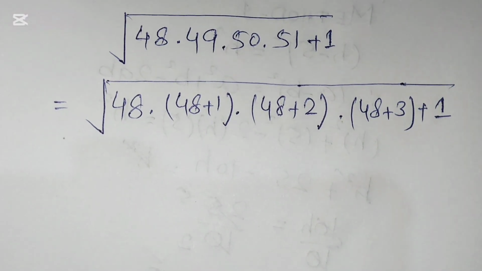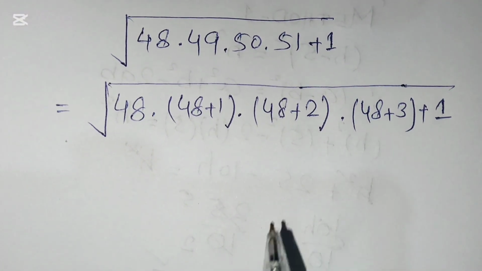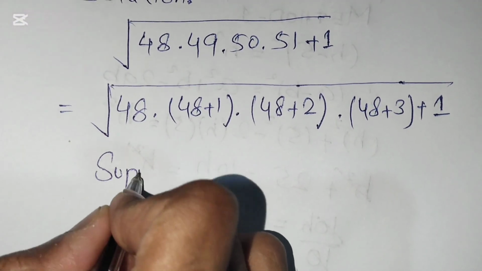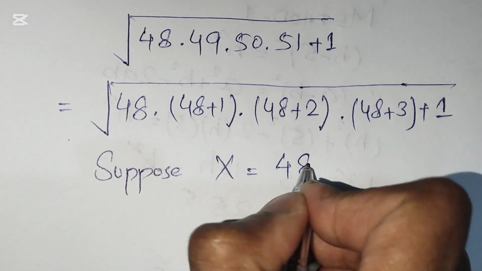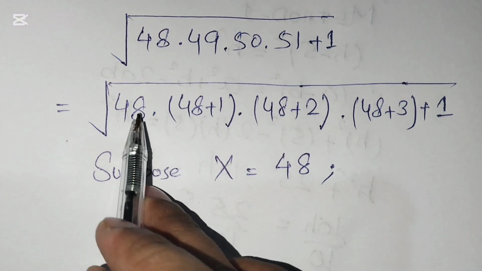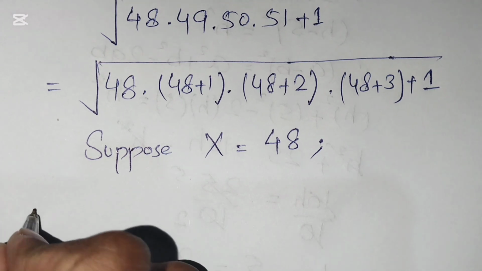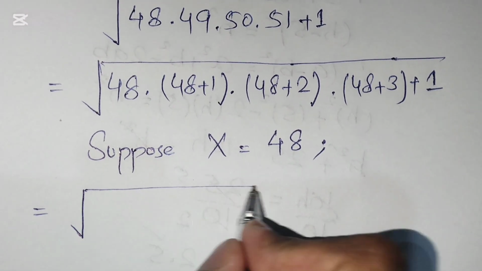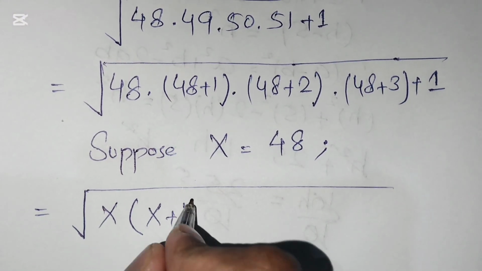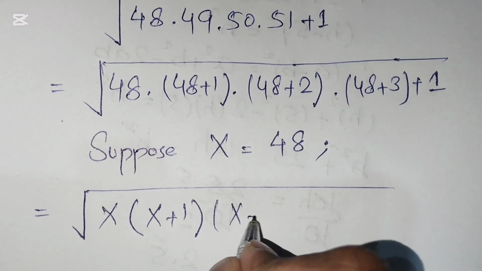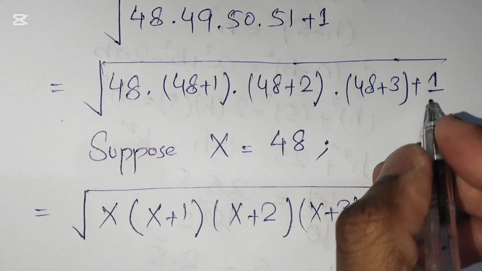Now we can see that 48, 48, 48 and 48 are common in this term. We will suppose x equals 48. Now we will replace 48 by x in the above equation. So our equation now becomes square root of x times x plus 1 times x plus 2 times x plus 3, plus 1.